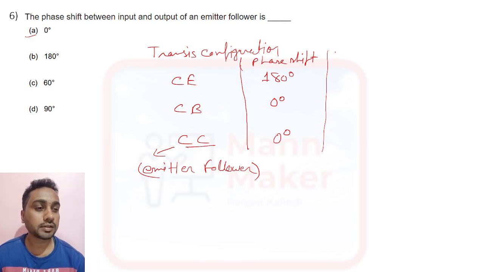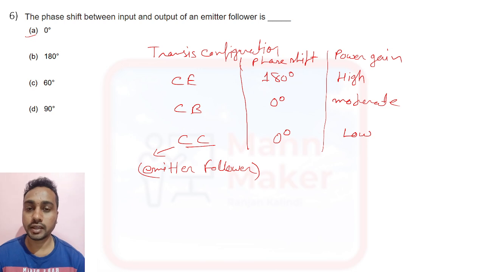Sometimes they will ask about power gain. What is the power gain of common emitter? It is high. Common base is moderate and common collector has low power gain. Like this, you need to remember the points.